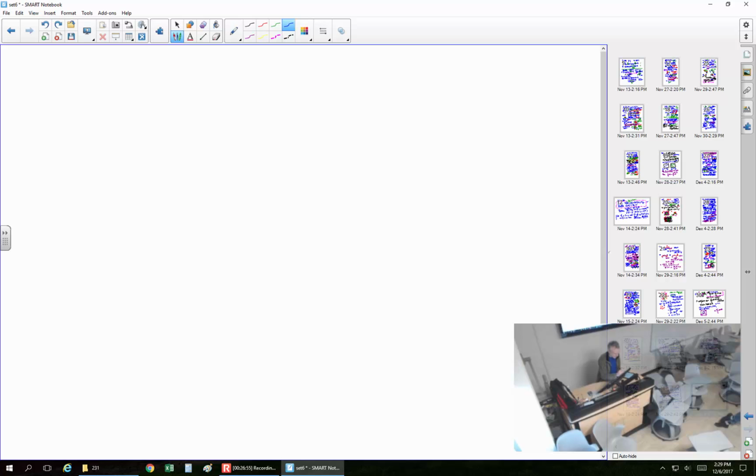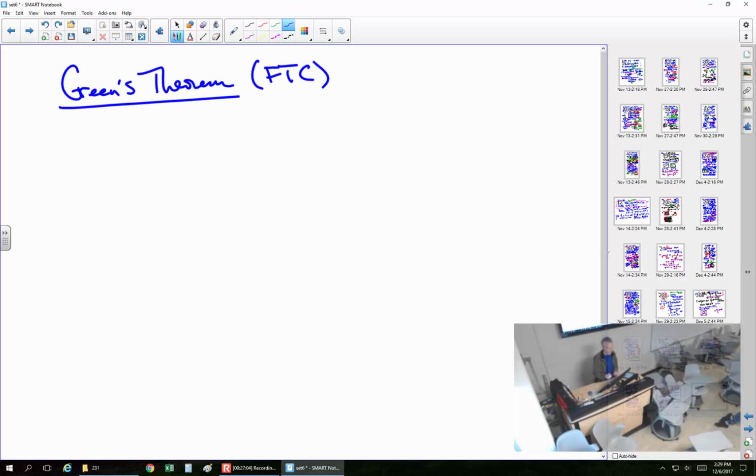So Green's theorem. Or you can say the fundamental theorem of calculus for vector fields. That's another way to put it. So I'll start by stating the formula. Usually, you state the theorem first, but since we already have discussed the restrictions, let's start with them.